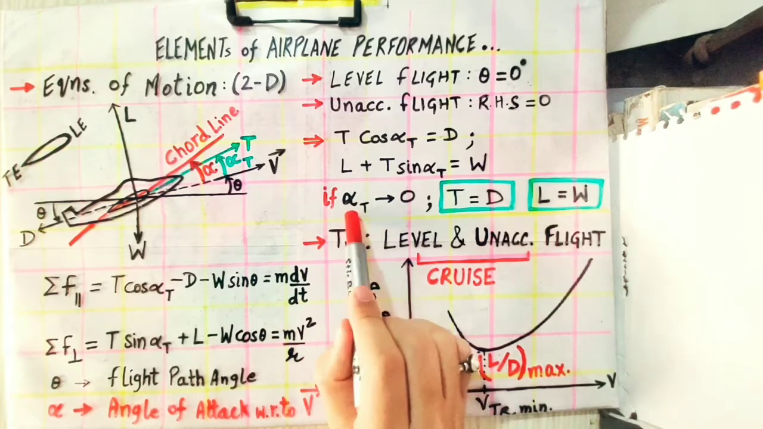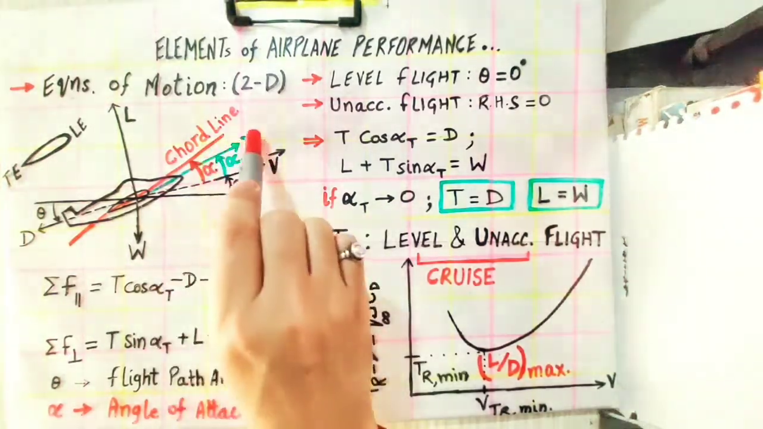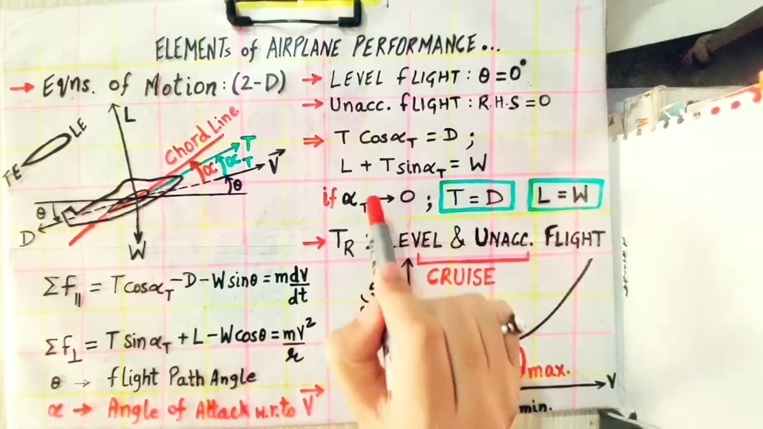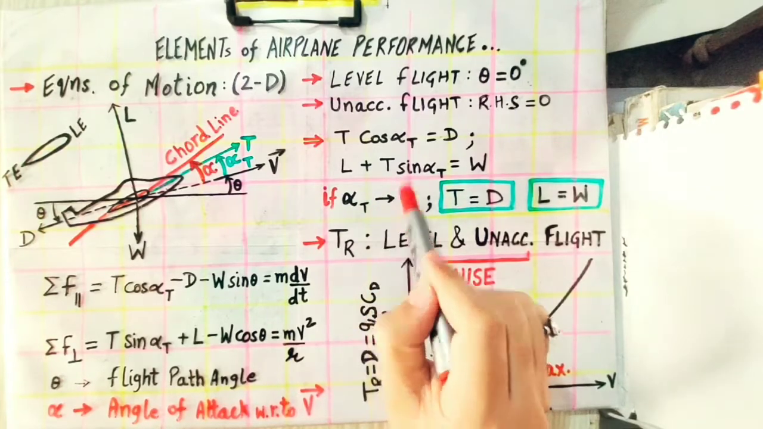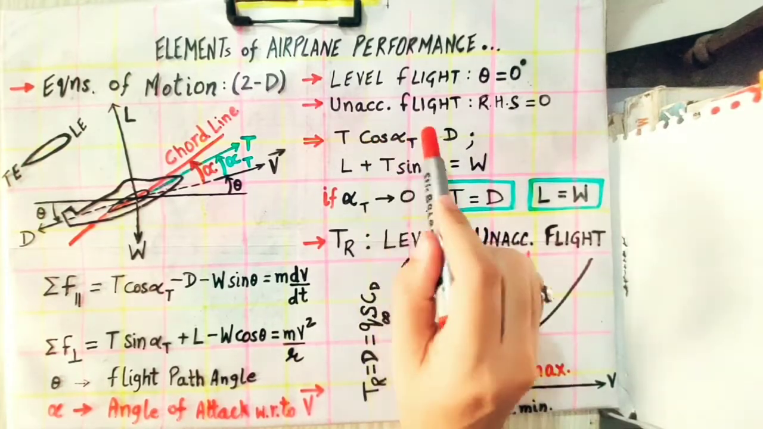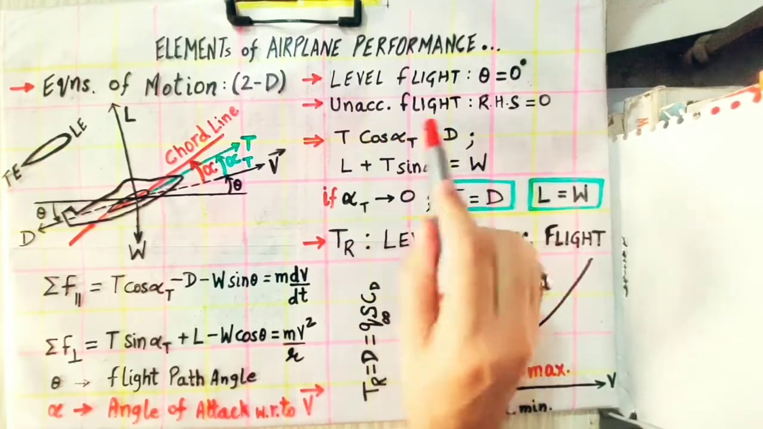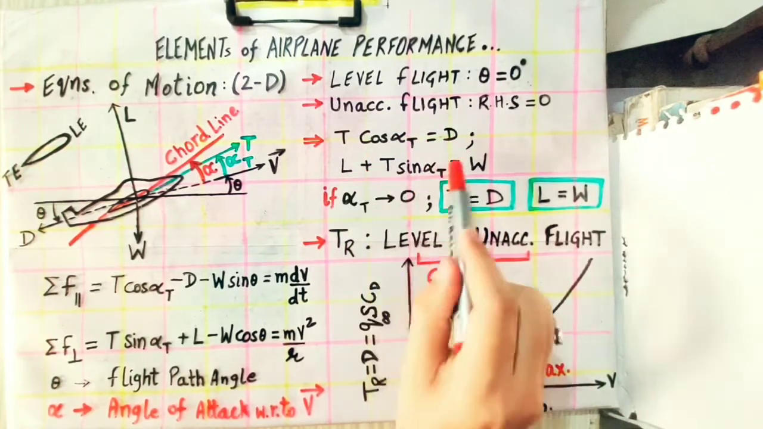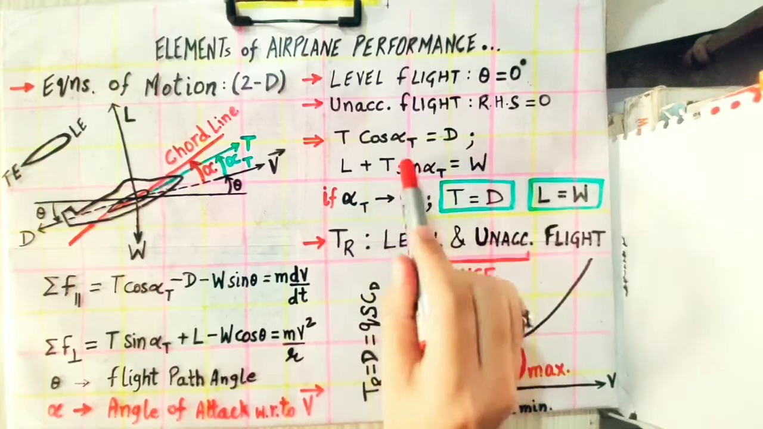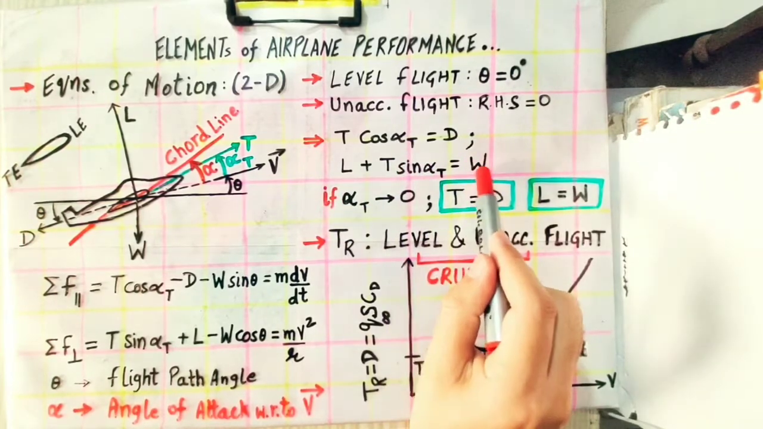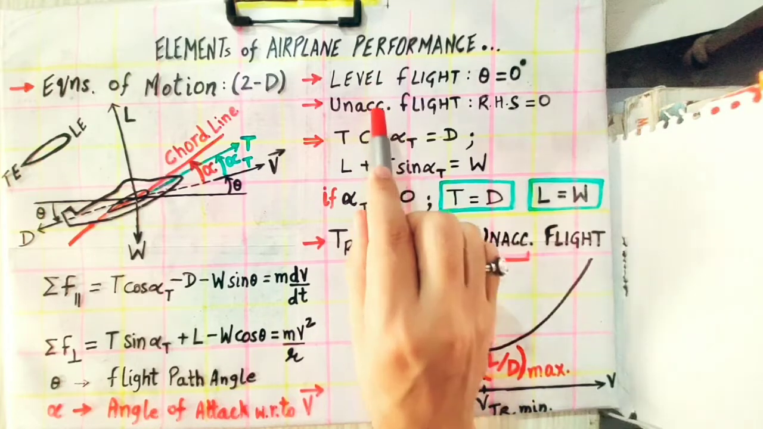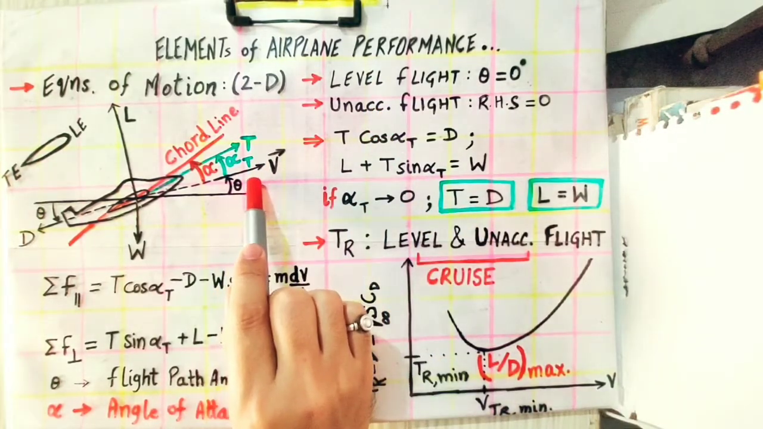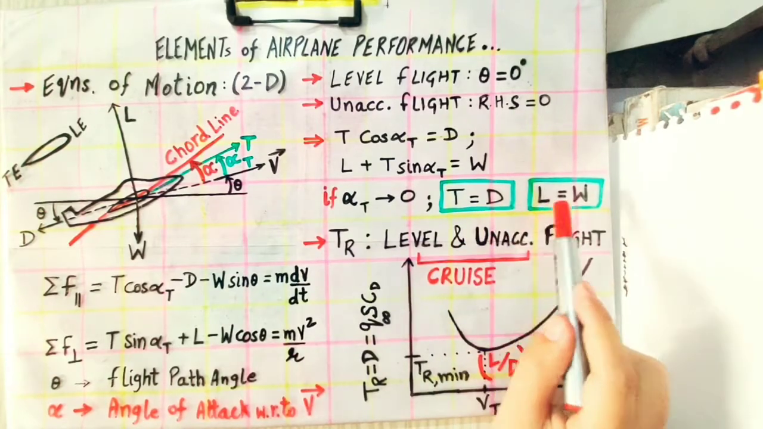And let's say alpha_T tends to 0, which means this thrust line T is in the direction of velocity V. Then if we put alpha_T tending to 0 in these two equations, cos alpha_T will tend to 1, which means T is approximately equal to D, thrust is approximately equal to drag, and T sin alpha_T as alpha_T tends to 0 will be 0, which means L will be equal to W. So for a level and unaccelerated flight with thrust line in the direction of velocity, we have thrust equal to drag and lift equal to weight.